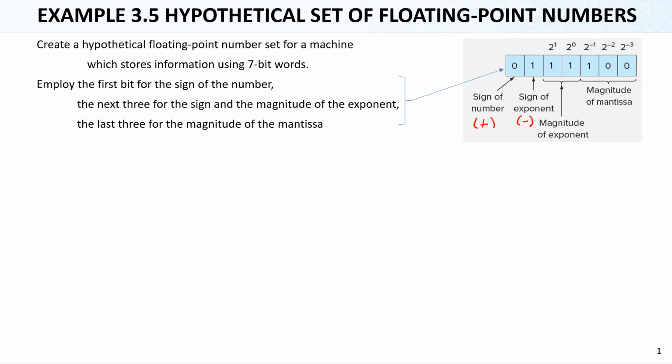So the magnitude, for this exponent, starts with 2 to the power 0 and 2 to the power 1. So this is 1 times 2 to the power 1 plus again 1 times 2 to the power 0. If we sum this, E is actually 3 from here.